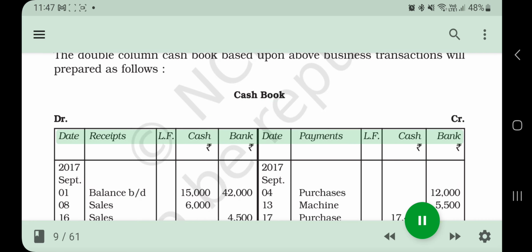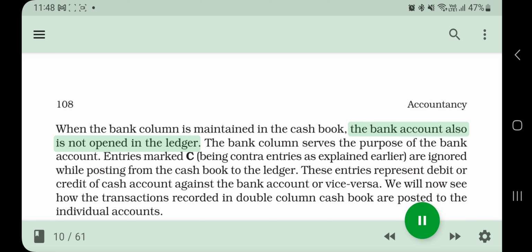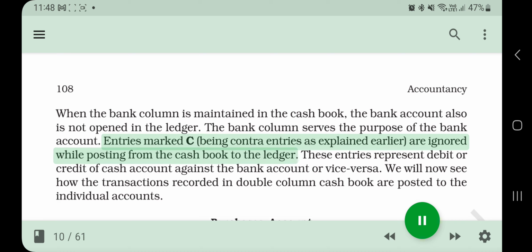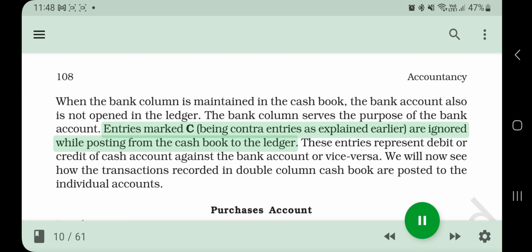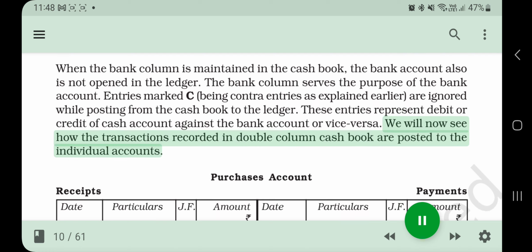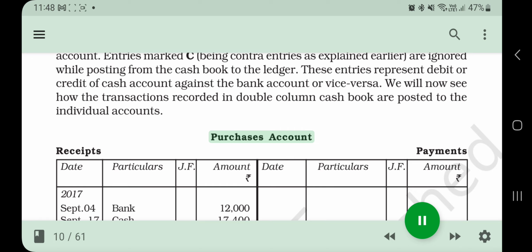Hence, as the bank column is maintained in the cash book, the bank account also is not opened in the ledger. The bank column serves the purpose of the bank account. Entries marked C, being contra entries as explained earlier, are ignored while posting from the cash book to the ledger. These entries represent debit or credit of the cash account against the bank account or vice versa. We will now see how the transactions recorded in the double column cash book are posted to the individual accounts. Purchases account.